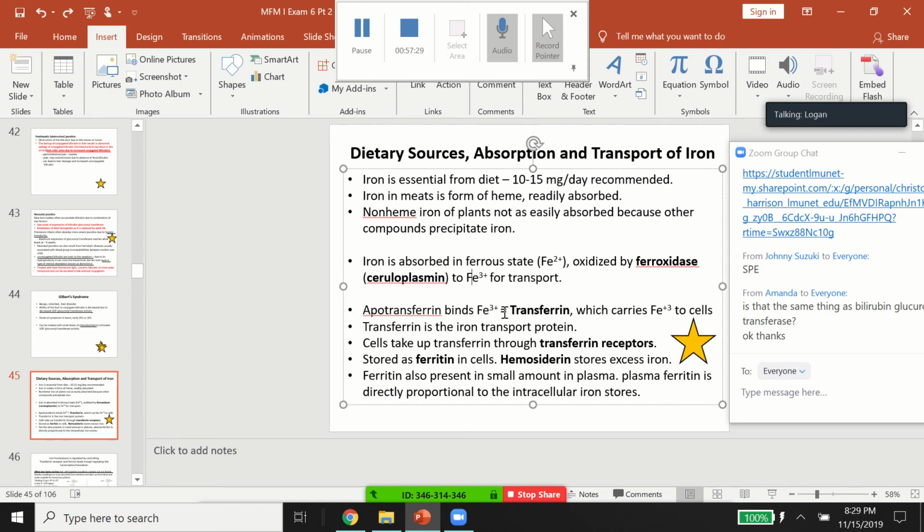So apotransferrin binds to this Fe3+ to form transferrin, which is your main transport protein. The cell then takes up transferrin through its receptors, so transferrin receptors. And once it's in there, that iron gets stored as ferritin within the cells. If you have excess iron, then hemosiderin is going to be that storage. So I would know the different storages and know how it's transported. That's pretty high yield.